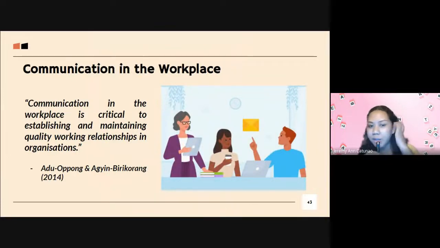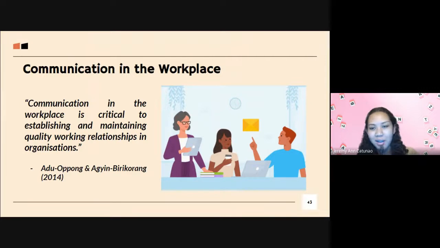So next, let's have an overview of communication in the workplace. We have a quote here: communication in the workplace is critical to establishing and maintaining quality working relationships and organization. Before we go to the next slide, try to think of that quote. What does it mean? Why is it important for us to establish and maintain relationships at work? Well, not relationships sa love, ha? But I mean casual relationships with your coworkers.